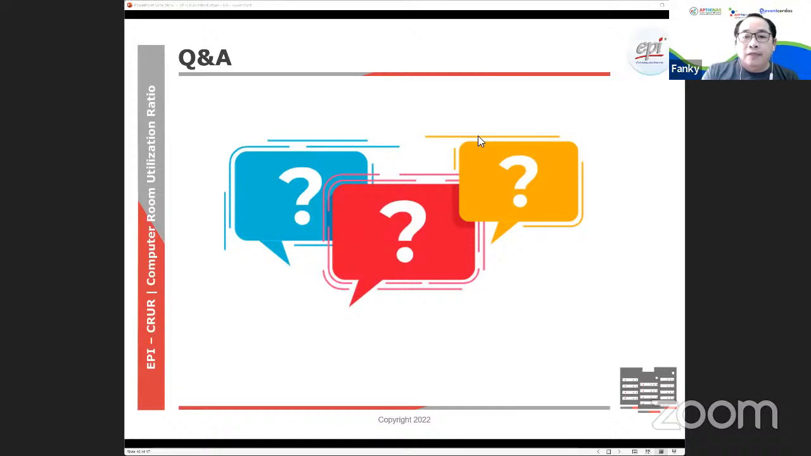Edward, I think the final question from me is about the measurements in the parameters of the CRUR: where can they get these values from? I mean, from the EMS or the NMS. I think you need to mention in detail how they can get these parameter values.